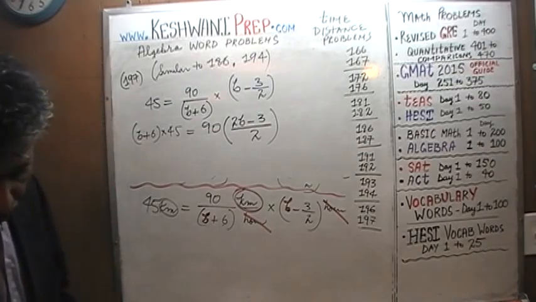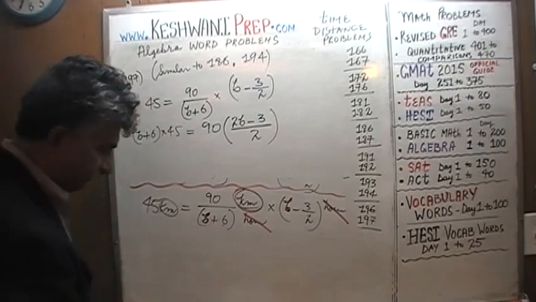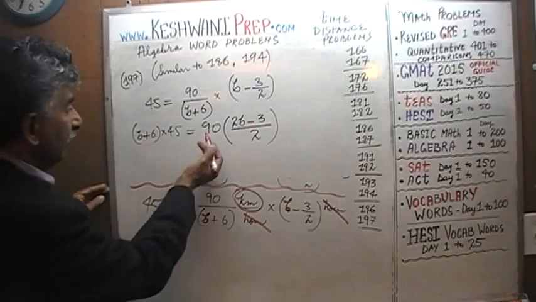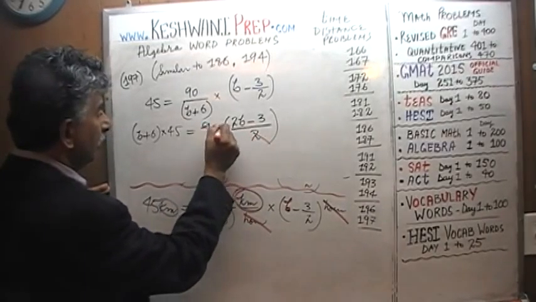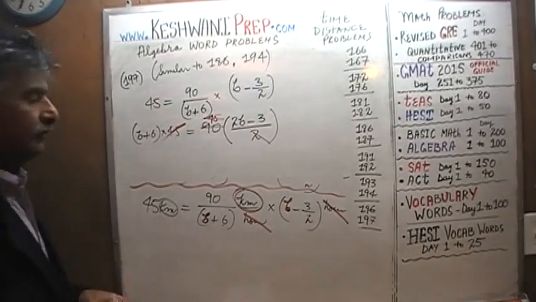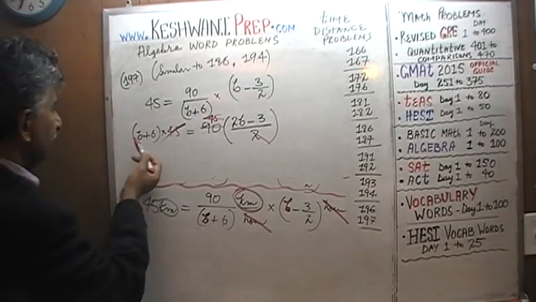This is actually very simple. Notice what happens. This is actually simpler than I thought. 90 divided by 2 is 45, and we have a 45 here, so that just goes away. That's it, we're done.